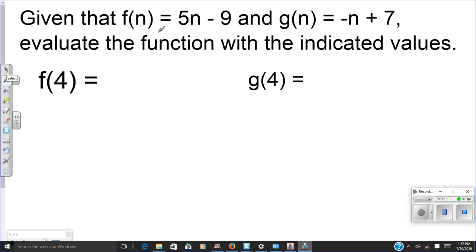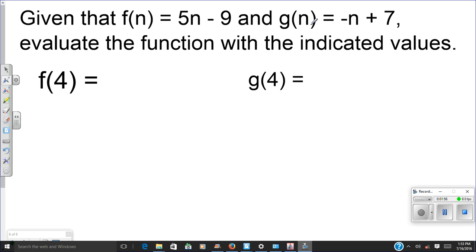Now, another interesting and unique piece here is that we have two different functions. We have f of n equals 5n minus 9, and we also have g of n equals the opposite of n plus 7. Now, f of n does not mean f times n. What this means is the function of n. So when n is given a value and goes into the equation, that is what it is saying: given any value of n, you can put that value into the equation, and it is your job then to determine the result.